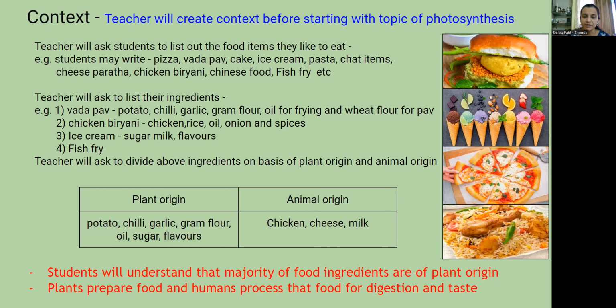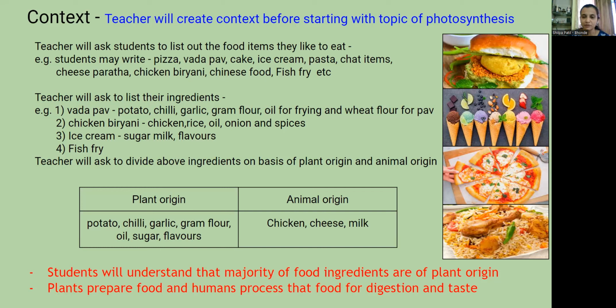After this, the teacher will ask students to divide these ingredients into two columns. The first one is plant origin and the other is animal origin. Students will keep on differentiating the ingredients into plant origin and animal origin. At the end of this activity, they will realize that whichever is their favorite food, the majority of the ingredients of that food are of plant origin. Plants are preparing those materials.